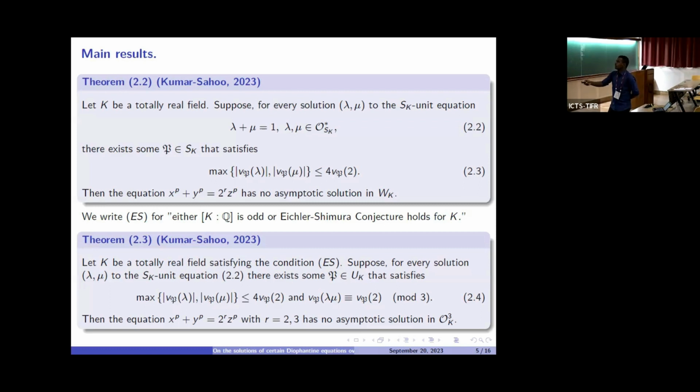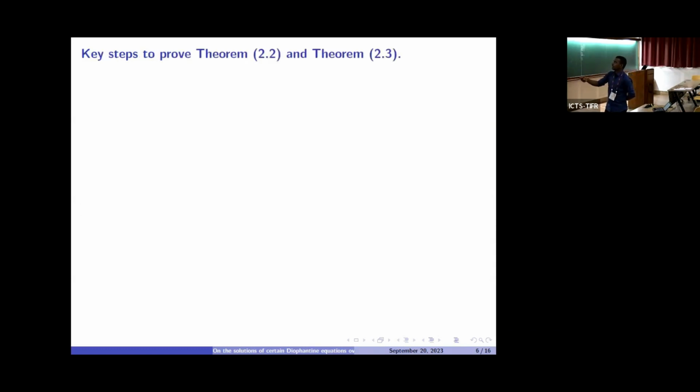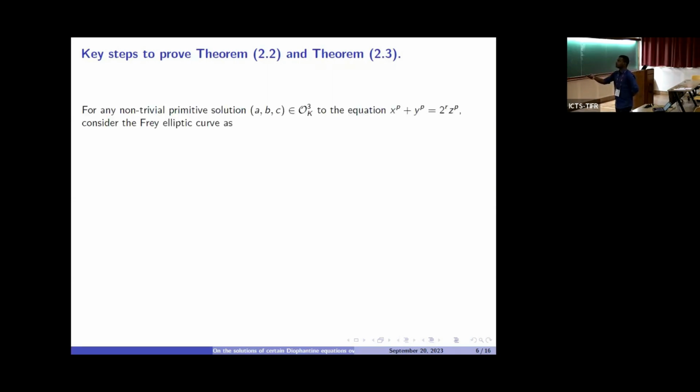Now I'll quickly go through some key steps in the proof of Theorem 2.1 and Theorem 2.3. As usual, we follow the modularity method. We start with a non-trivial primitive solution of this equation. Then we consider a Frey elliptic curve. This Frey elliptic curve is given by this.